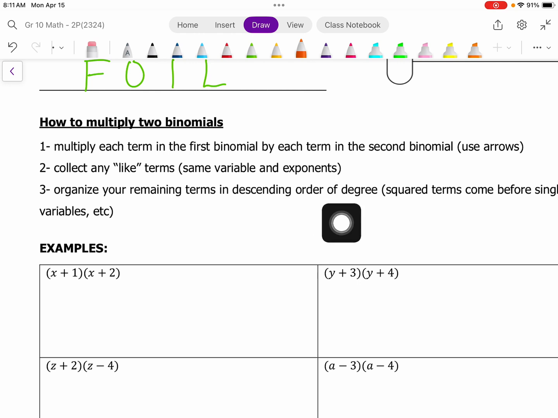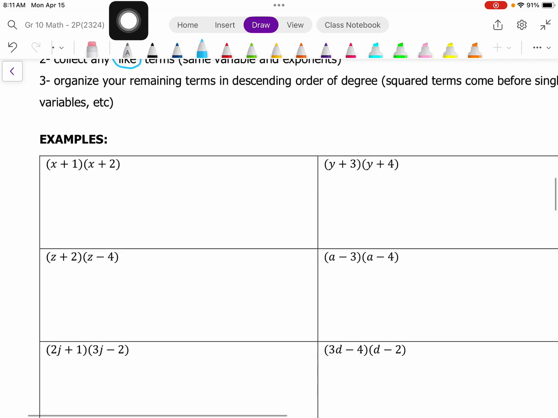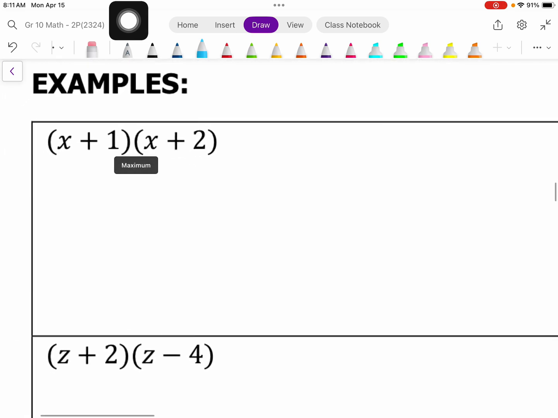What you're going to eventually see is that it's our outside and inside usually that are our like terms. And then we're going to organize our terms in descending order of degree. So that just means that we're going to take our variables with the highest exponent and write them first, and then end up with our constant with no variable at the end. So let's take a look at some examples.